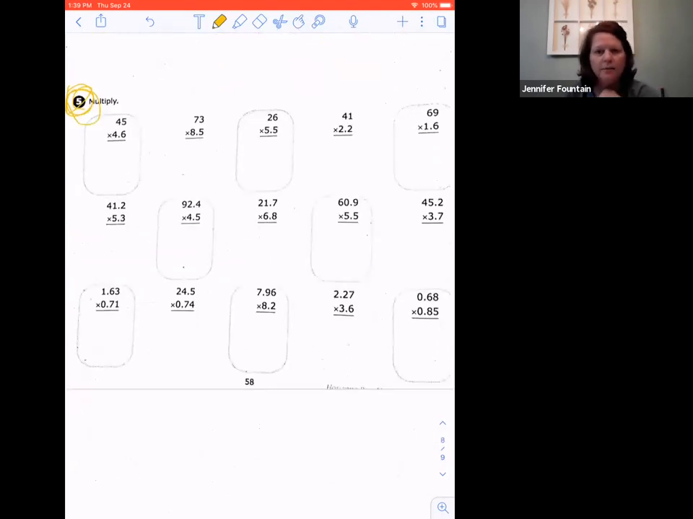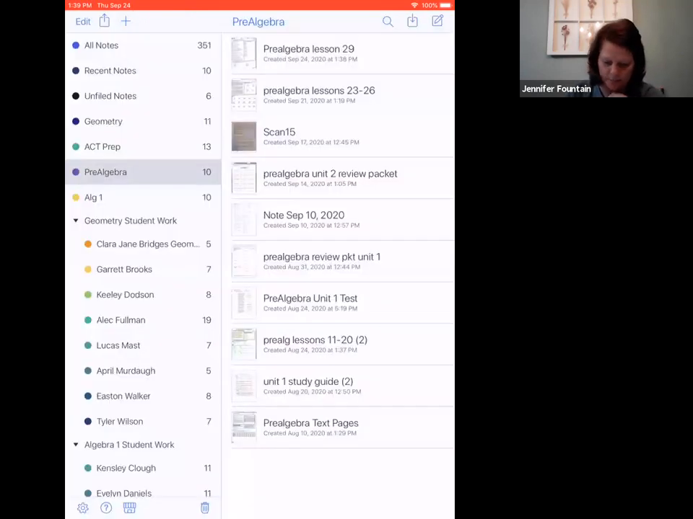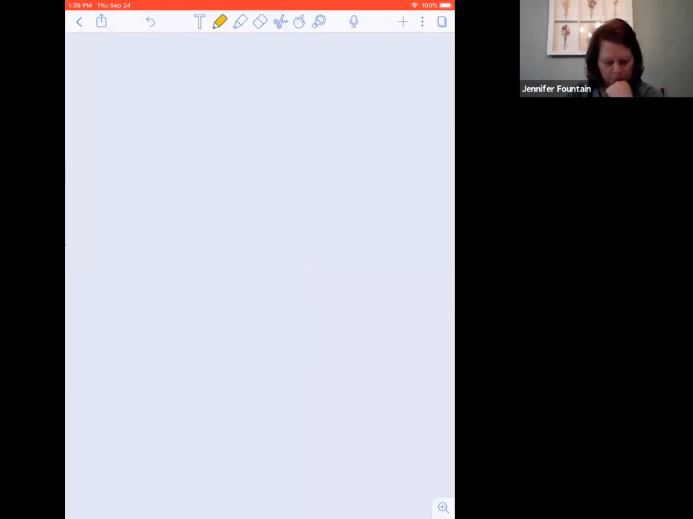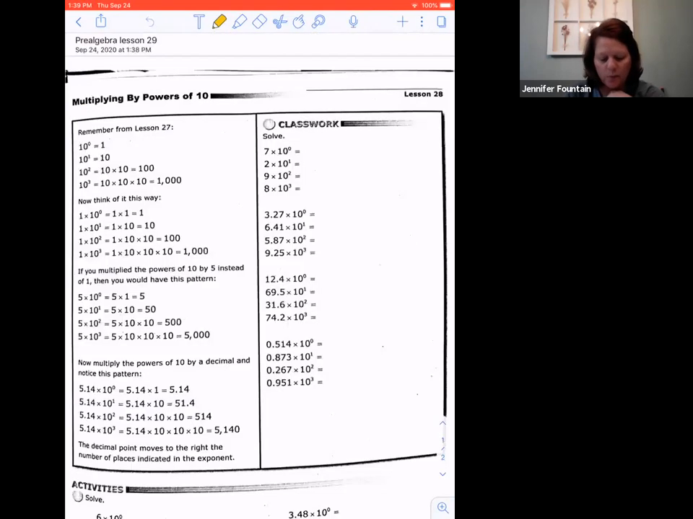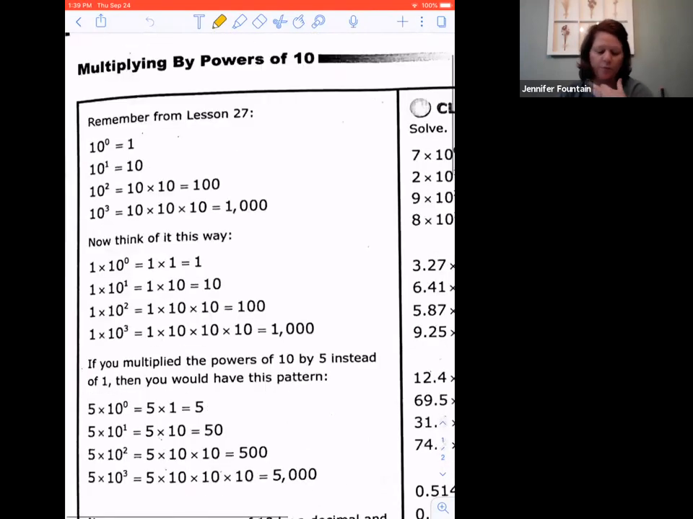Okay, now we're going to go on to our multiples of 10, which is lesson 29. And basically, it says, remember from lesson 27, if I have 10 to the 0 power, anything to the 0 power is 1. 10 to the first is 10. 10 to the second is 100. 10 to the third is 1,000. Okay? And it says, now think about it this way.